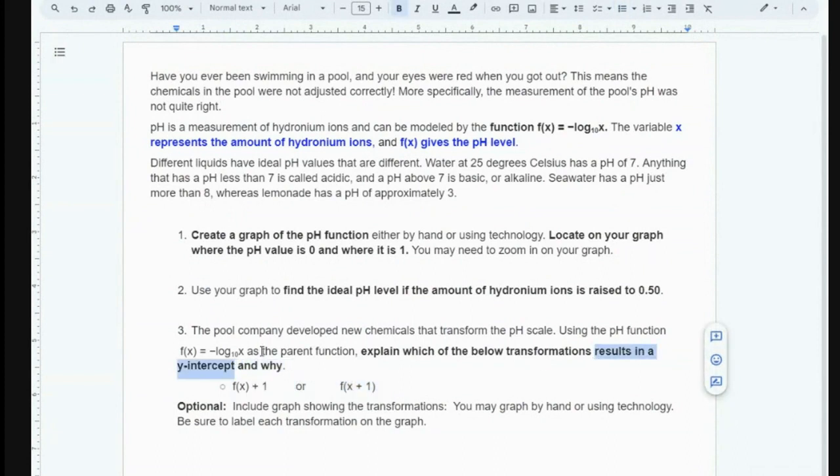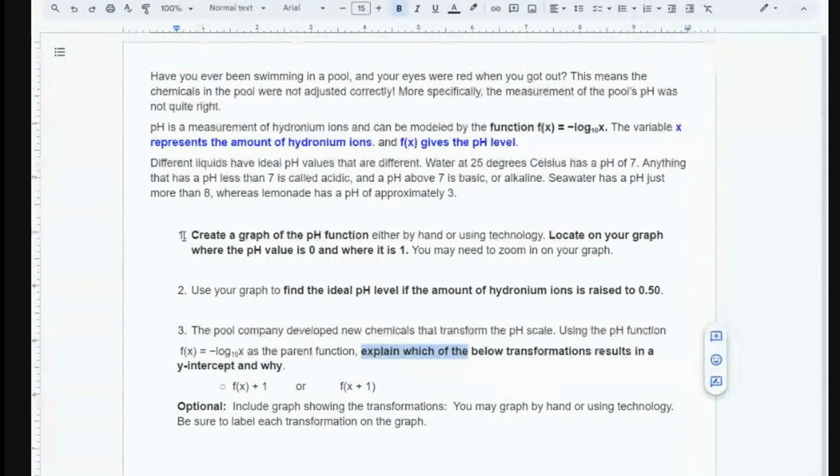Because we said that a log function does not have a y-intercept because it has a vertical asymptote at x equals 0. But a transformation can make it have a y-intercept. Which one? If you want, you can graph showing the transformations. That's optional. You don't have to include a graph of the transformation. But if you do, be sure and tell me what transformation the graph is of, so I know what you graphed. But you just need to explain which one of those does it.